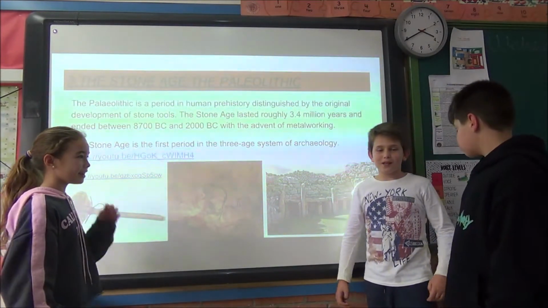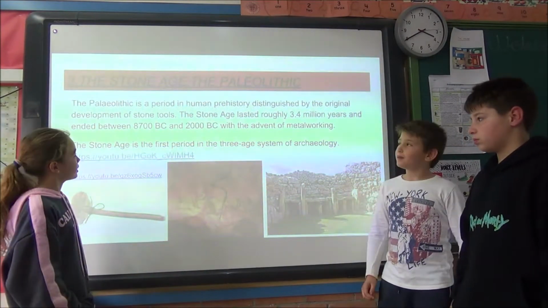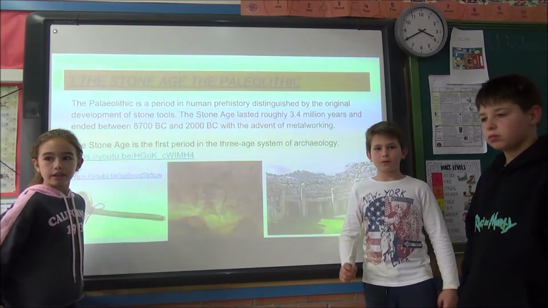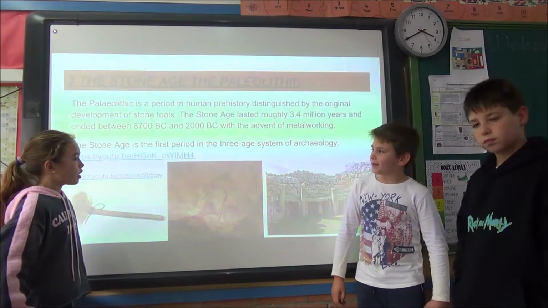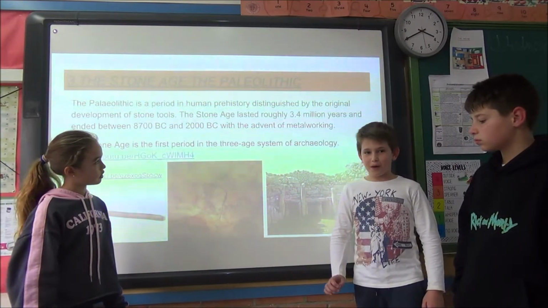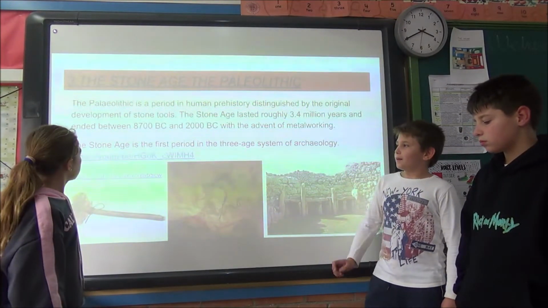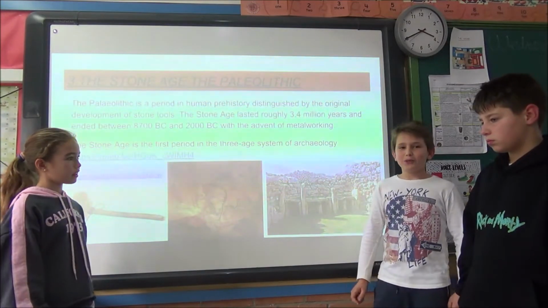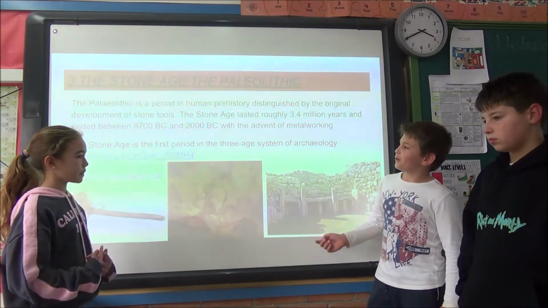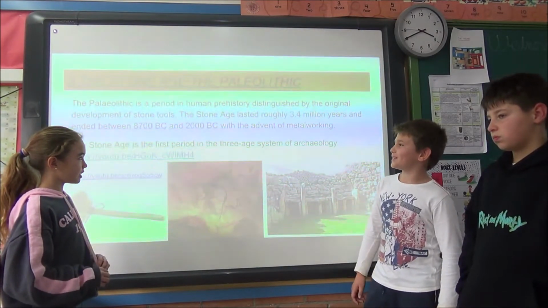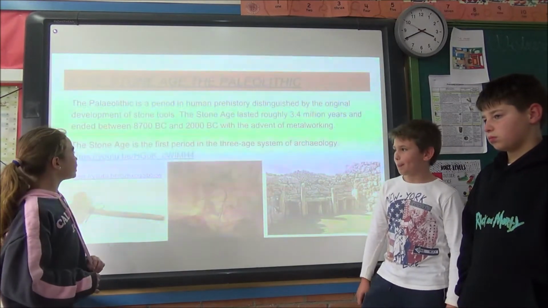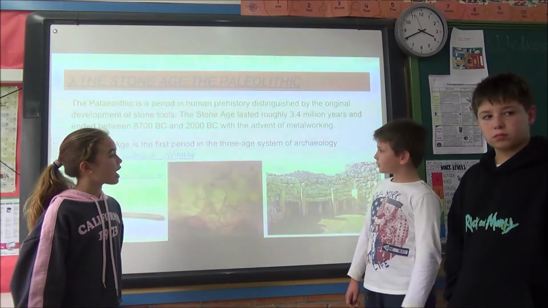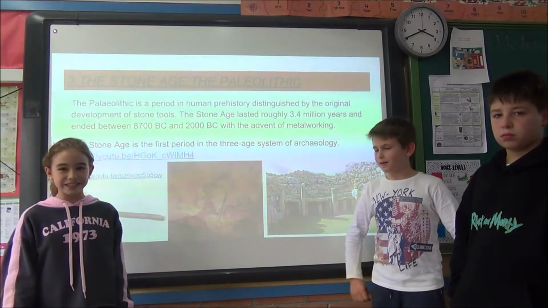The Paleolithic is a period in human prehistory, distinguished by the original development of stone tools. The Stone Age lasted roughly 3.4 million years and ended between 8,000 and 700 before Christ, with the advent of metalworking. The Stone Age is the first period in the three-age system of archaeology.